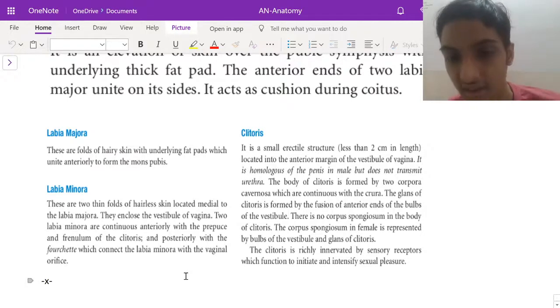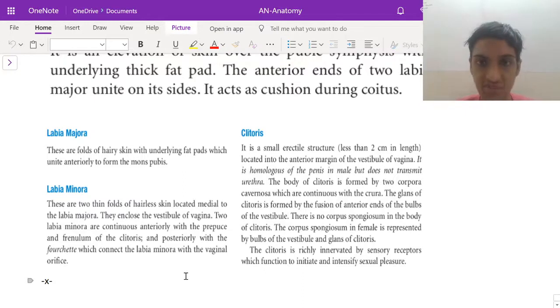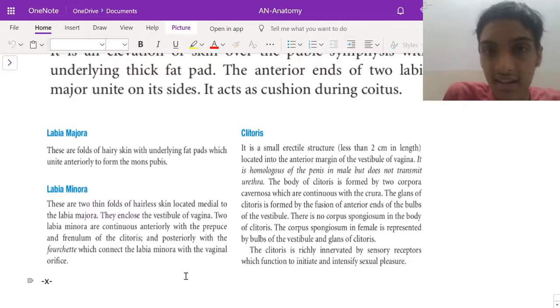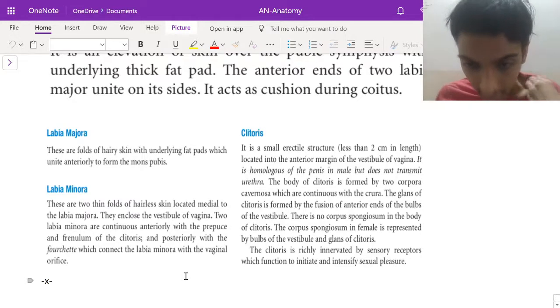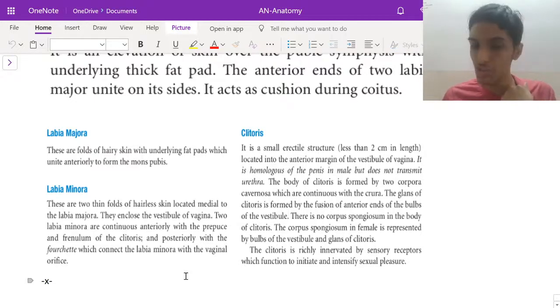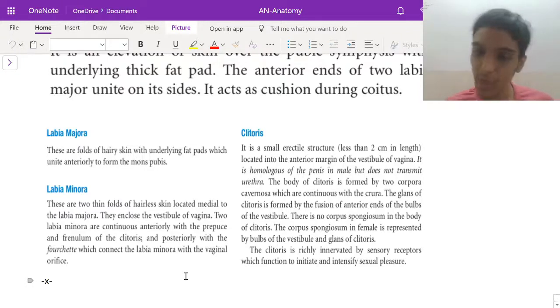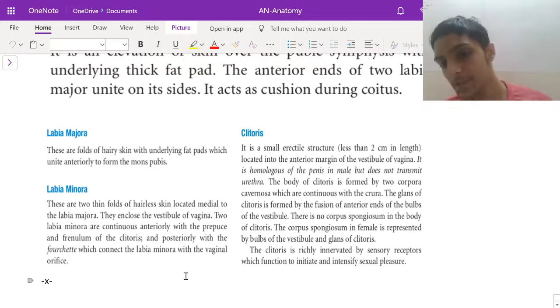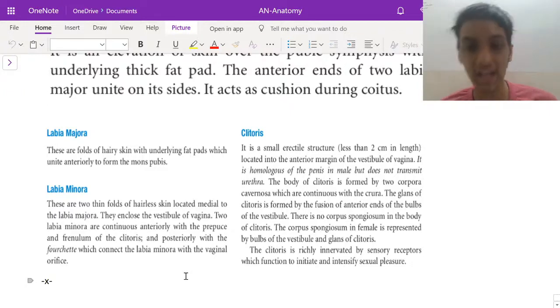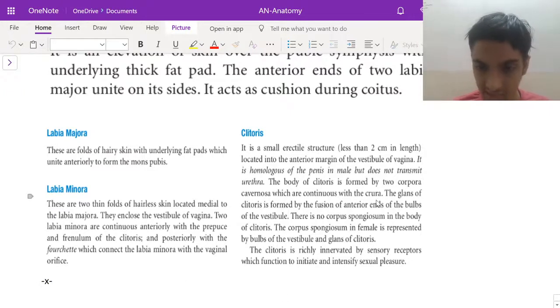And clitoris. Clitoris is a small erectile structure just like the penis, but there are some differences we have to remember. Clitoris does not transmit the urethra. Got it? And just like the penis in structure, we don't have the corpus spongiosum. There is no corpus spongiosum in the clitoris. Corpora cavernosa will be there, but the corpus spongiosum is in the male, and this is continuous with the crux or crura. Got it?